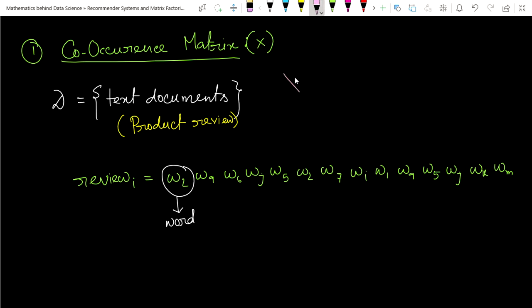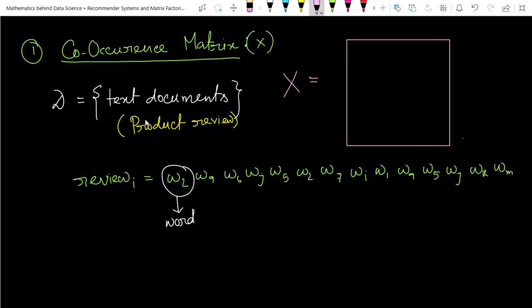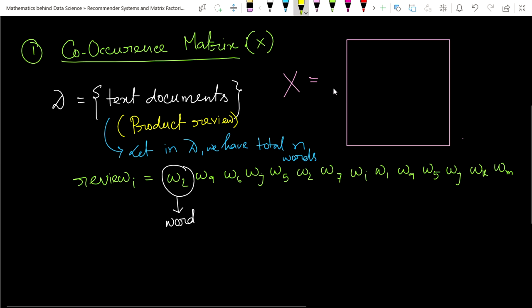Now the matrix X, the co-occurrence matrix, looks like this. This is a square matrix. Suppose in the data corpus, in our whole dictionary of that data, we have a total of n words. So we will write this matrix as n cross n, because we have n words.